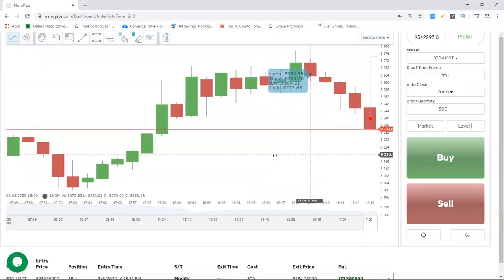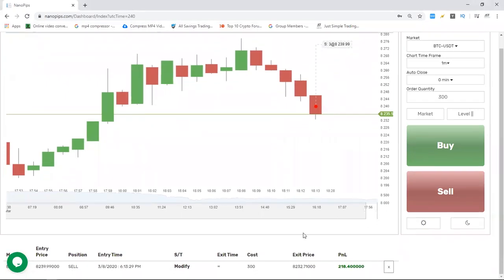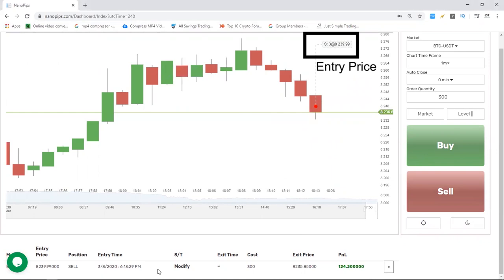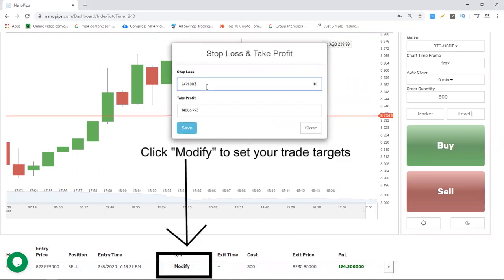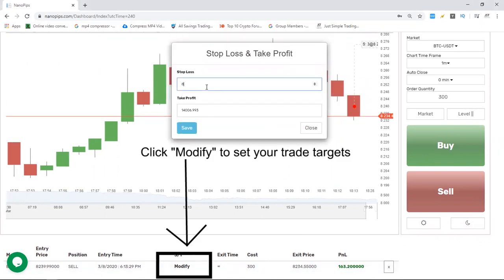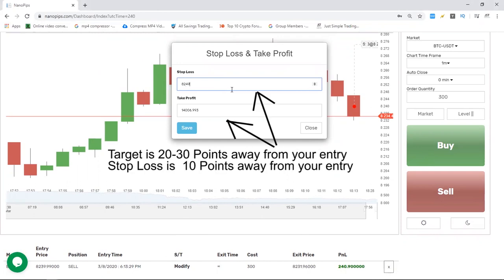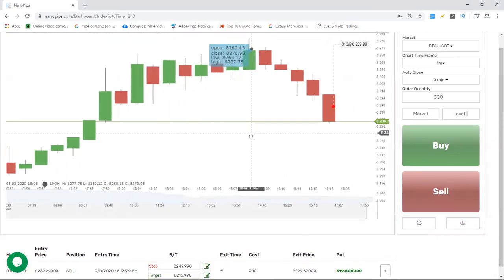So now on our trade, let's set our target and stop. We entered at 8239. So therefore, our stop loss will be at 8249. And our target will be down at 8215.99. As long as your target is 20 to 30 points away, it's perfect.